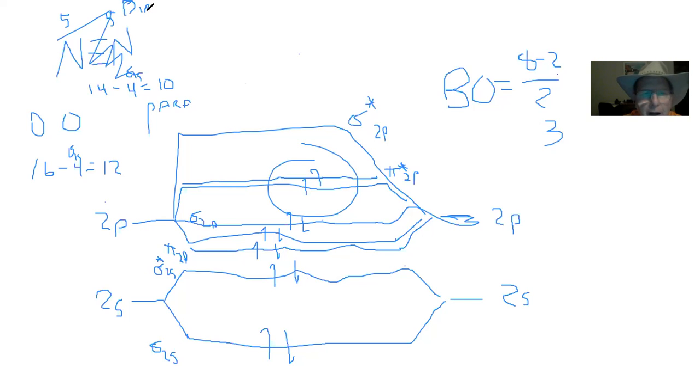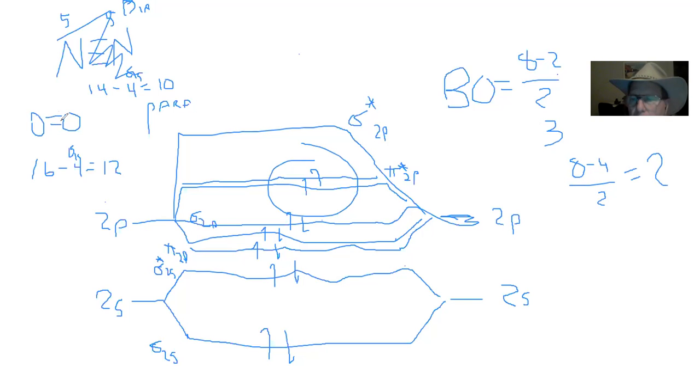Now, if I'm going to figure out the bond order for oxygen, I still have 8 bonding, 2, 4, 6, 8 bonding. But now I have 4 antibonding, divided by 2. So with a bond order of 2, this predicts that my oxygen is going to have a double bond.